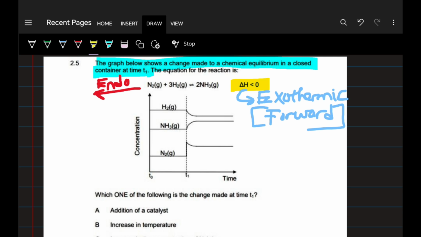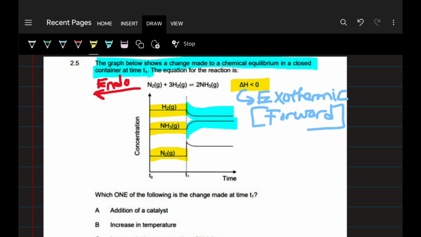What happened? Can you see in our graph that the concentration of hydrogen was at equilibrium, the ammonia was at equilibrium, and also the nitrogen was at equilibrium. And then there was a disturbance somewhere here. Look at this disturbance. The concentration of hydrogen gently decreased, and also the concentration of ammonia gently increased.